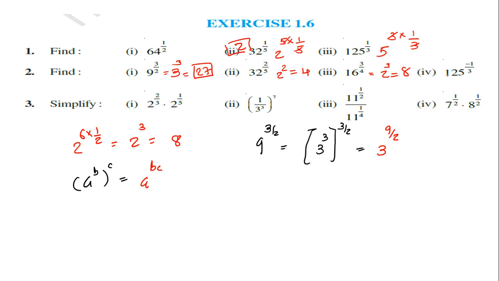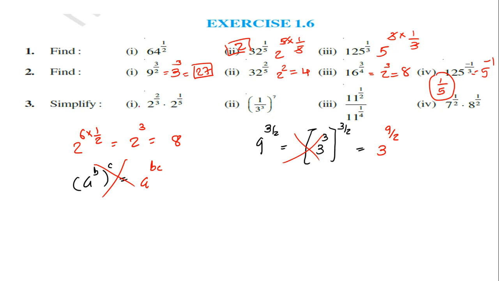Okay, see here again, 125's third root we have to find, so that is 5, and minus 1 power, so that is 1 upon 5. So here the answer will come 1 upon 5. These tricks will help you in the exam. These all are not required. Power and exponent also, now I don't want to discuss with you because it will spoil your mind.